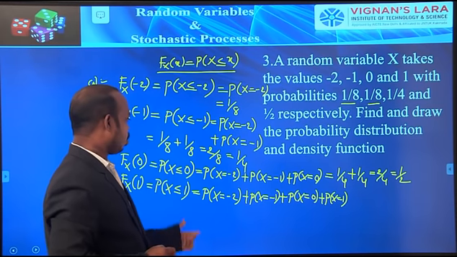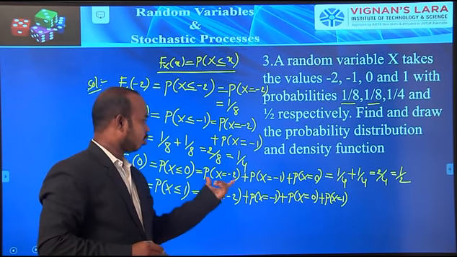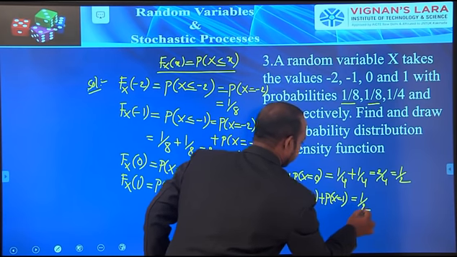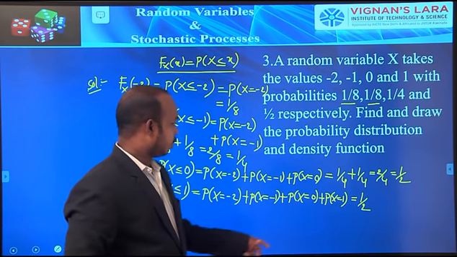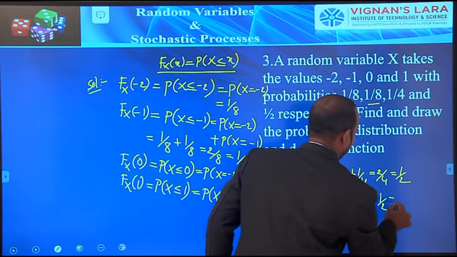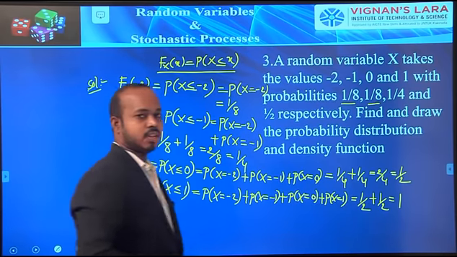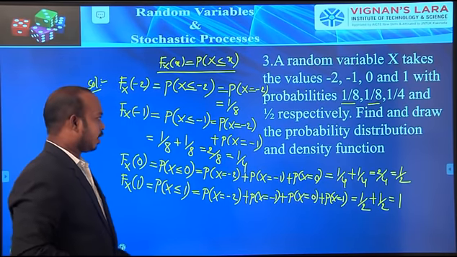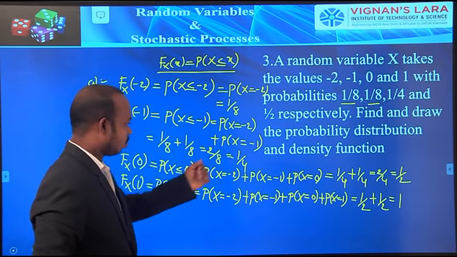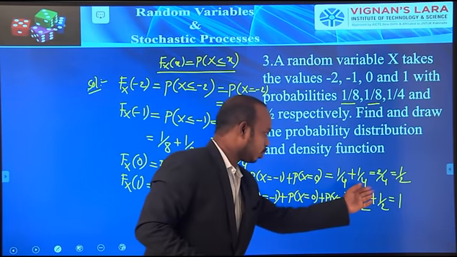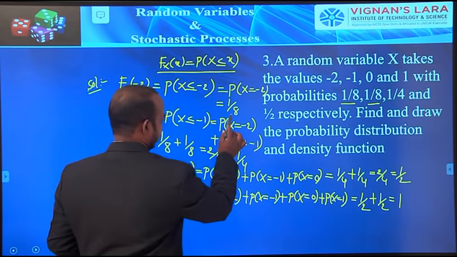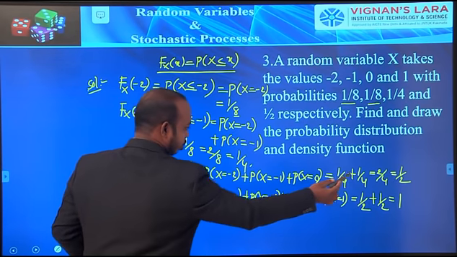Already we found the three quantities. The three quantities' value is 1 by 2. That's why I'm finally writing 1 by 2. And the last quantity at 1 is 1 by 2. The total value is 1. What are the values we are obtaining? The first quantity is 1 by 8, the second quantity is 1 by 4, the third quantity is 1 by 2, and the fourth quantity is 1. The values are increasing: 1 by 8, 1 by 4, 1 by 2, and 1.